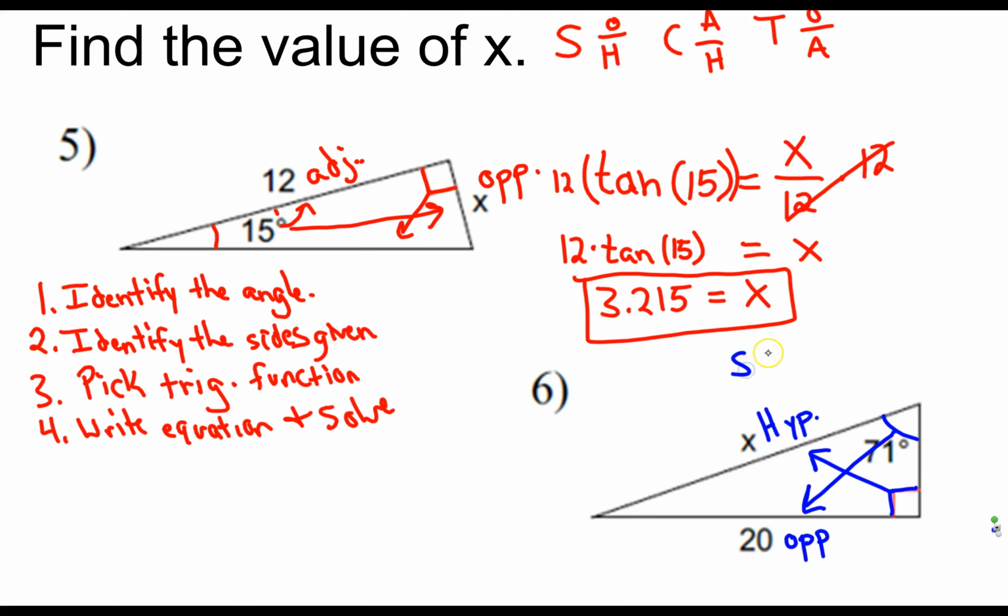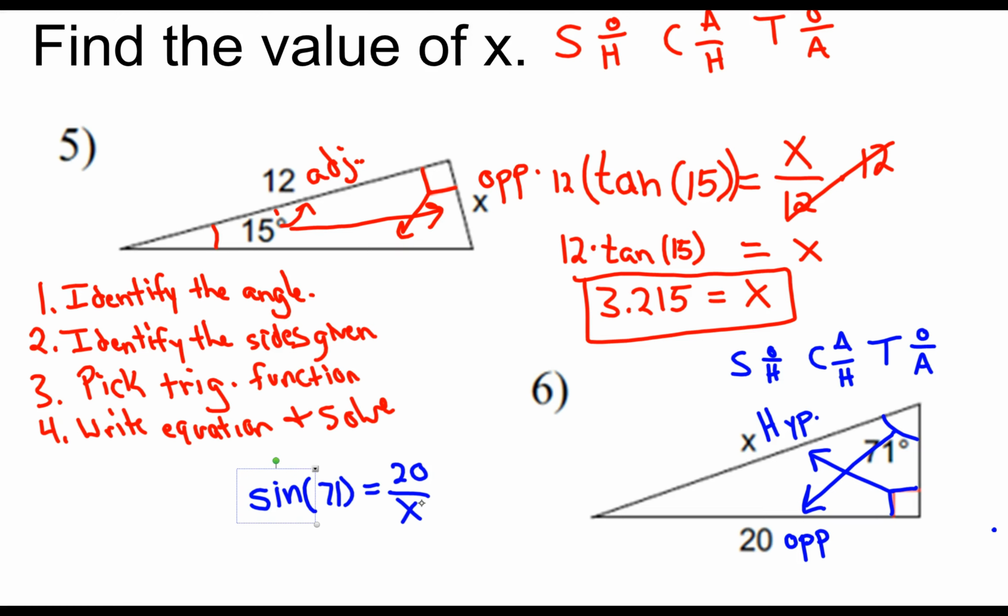So I have to look back at my trig functions, my SOHCAHTOA. That's why it's important that you have that SOHCAHTOA memorized. We want to find one that has opposite and hypotenuse. So if we look at sine, that's opposite and hypotenuse. So that's the trig function we want to use. So we're going to say the sine of our angle, and remember, the angle always goes with the trig function. So my angle here is 71. So the sine of 71 is equal to the opposite side, in this case 20, over the hypotenuse x.